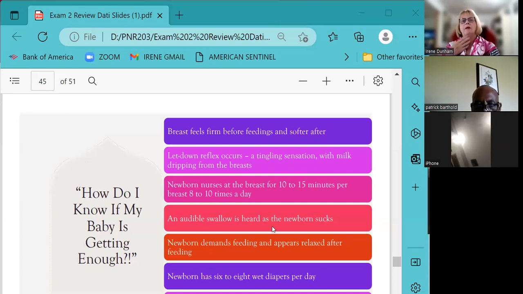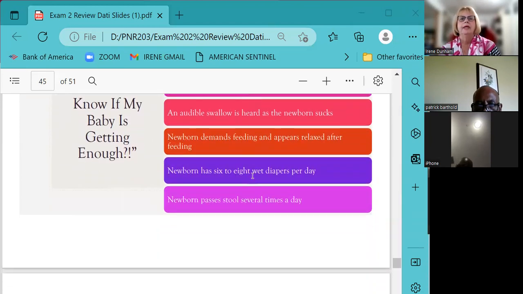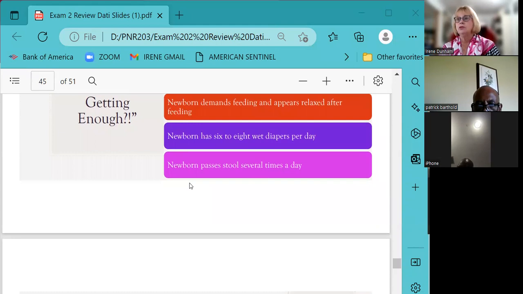And then, of course, as I talked about before, you want to hear the swallowing of the milk going down, and make sure that he's got a good suck, because that's all part of the neurological system of the baby. He's got a good suck, he doesn't gag, and he swallows. Okay, those are all survival reflexes. And then, of course, if he passes stool several times a day, he's in good shape.